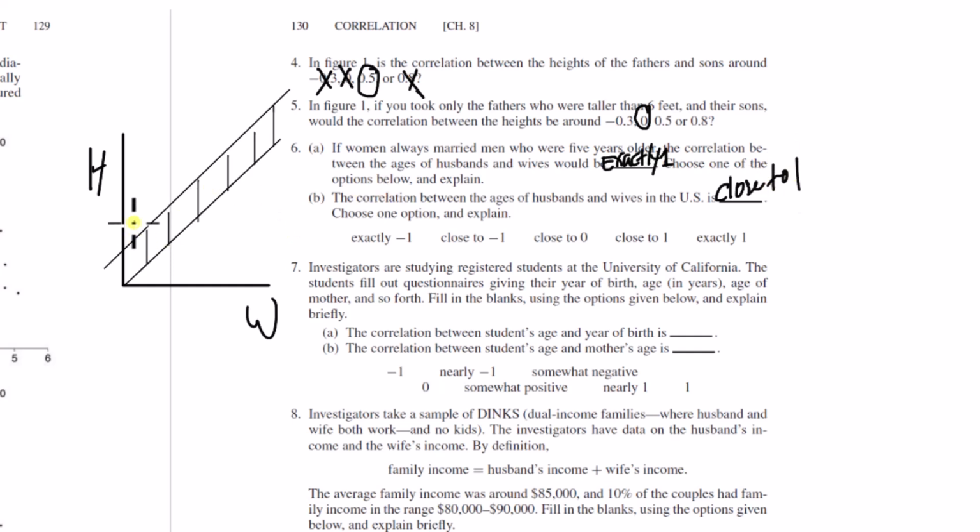Right? It would be like this, where if you knew a woman's age, a good guess would be to say that her husband is 5 years older. You might not be exactly right, but it's a good guess.